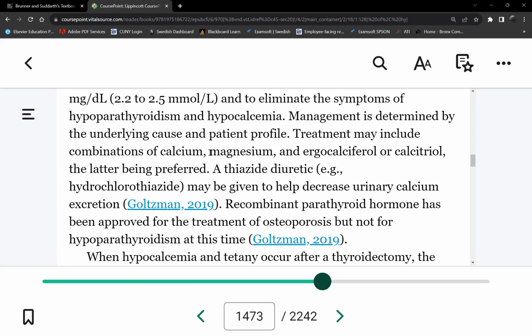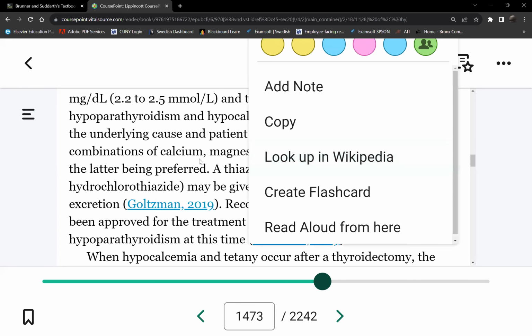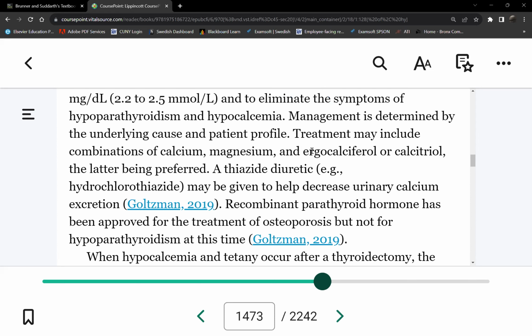So we've got calcium. Calcium can be calcium gluconate or calcium chloride. Magnesium is also given because hypomagnesemia can also cause hypocalcemia. Now, ergocalciferol or calcitriol, this is vitamin D. Ergocalciferol is inactive vitamin D. This is the pill. Calcitriol is activated vitamin D.